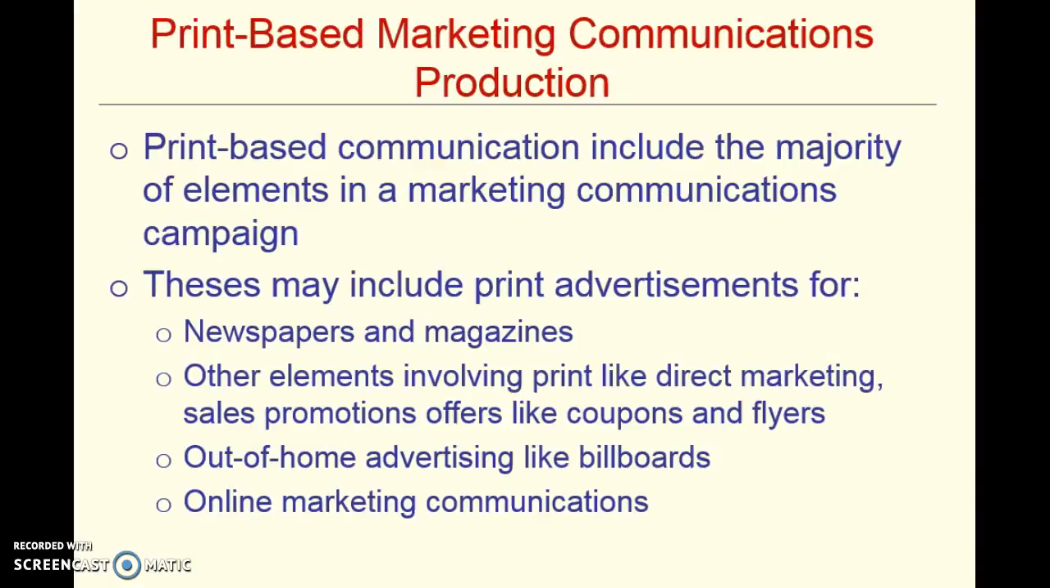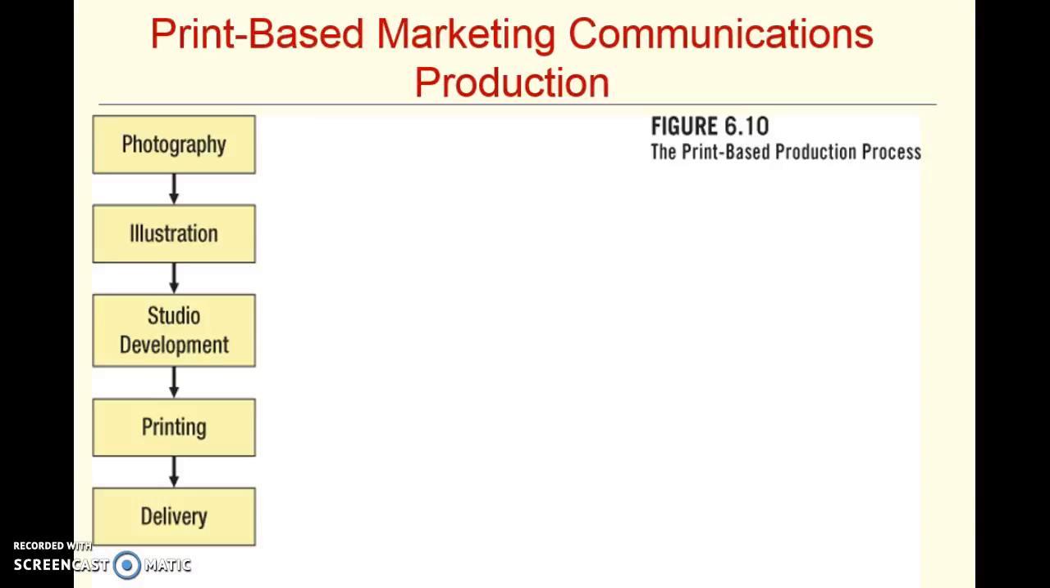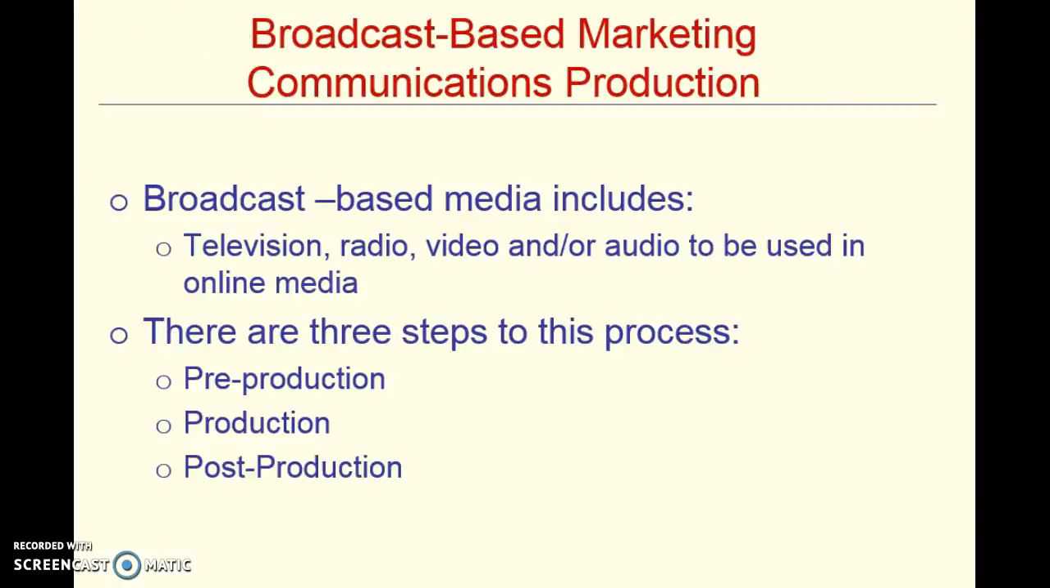Print-based marketing communications production. Print-based communication includes the majority of elements in a marketing communications campaign. These may include print advertisements for newspapers and magazines, other elements involving print like direct marketing, sales promotions, offers like coupons and flyers, out-of-home advertising like billboards, and online marketing communications. Figure 6.10. The print-based production process: photography, illustration, studio development, printing, and delivery.